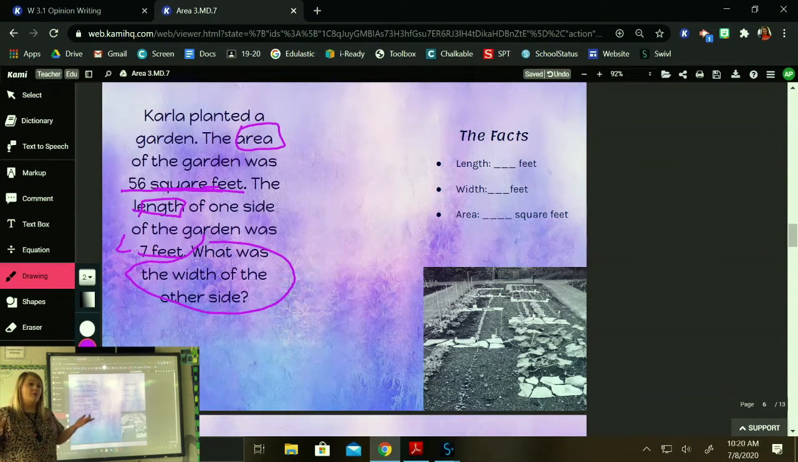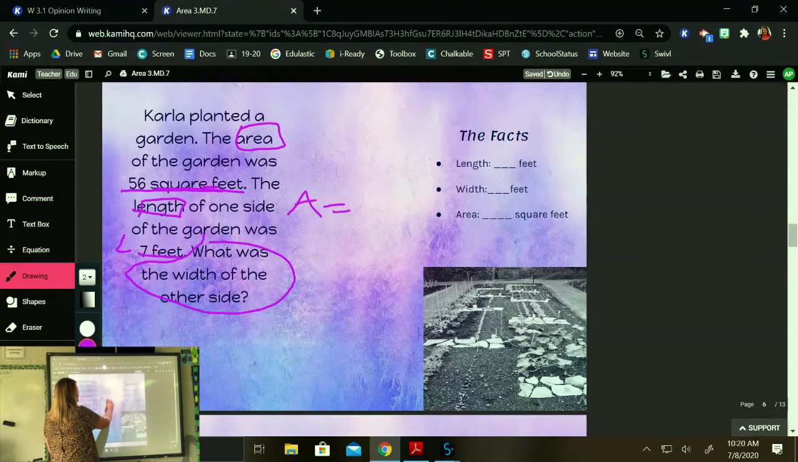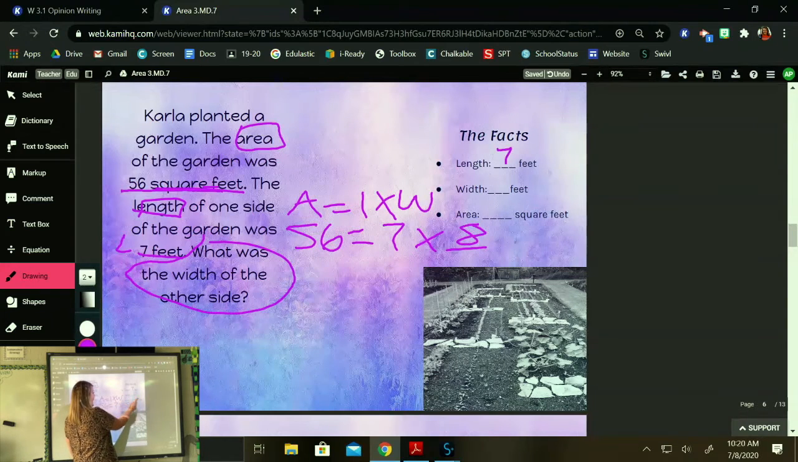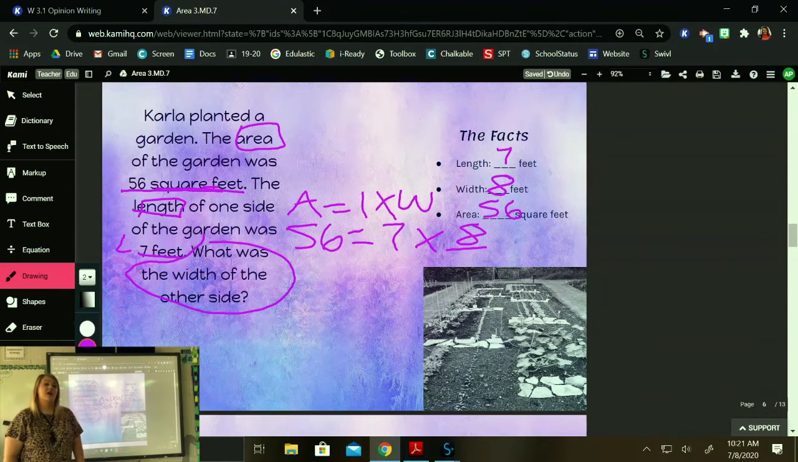I like to do what I call plug and chug. So I write my equation, area equals length times width, and then I plug in my numbers under it. We know the area is 56 equals the length was 7, but we don't know the width, so I'm going to put a blank. 7 times what equals 56? If you just said 8, 7 times 8 equals 56, you're correct, because we know that the length was 7, we now know the width was 8 feet, and the area is 56 square feet. Her entire garden was 56 square feet.